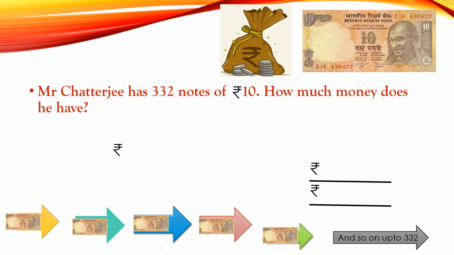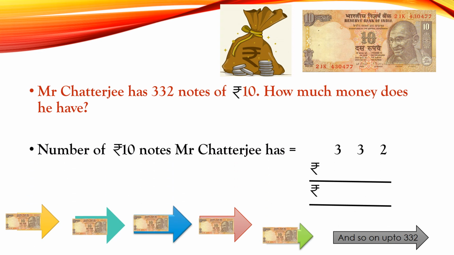The first statement, the bigger number, is Mr. Chatterjee has 332 notes. So we write it as number of rupees 10 notes Mr. Chatterjee has, which is equal to 332. Now, the next information given is the value on that note, which is rupees 10. So, value of one note is equal to rupees 10. Remember to put the rupees symbol.